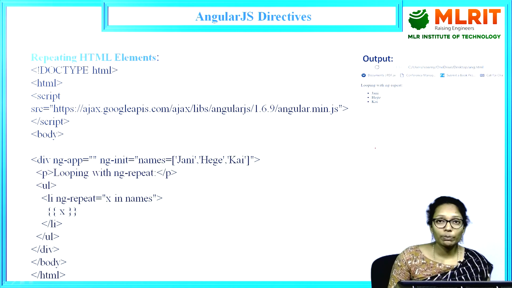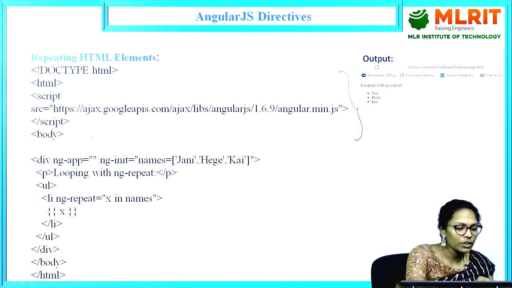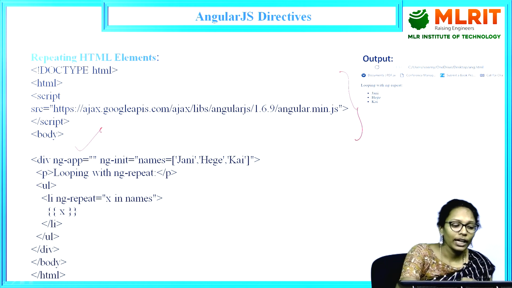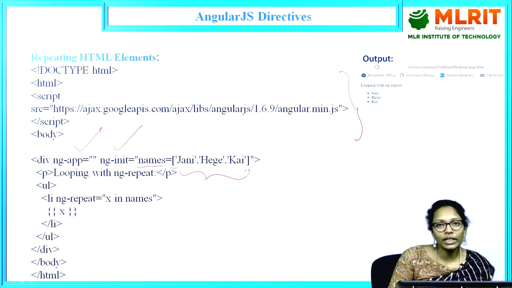So next is repeating HTML elements. For that purpose, you use a directive called ng-repeat. We used this in so many programs in the previous videos. Here ng-app is mandatory for all AngularJS applications. In the div with ng-app, I'm not giving any module name here, because I don't have any modules in this program. And coming to ng-init, I'm initializing an array. The name of the array is names. This is the array symbol. In this array, we have 3 string values: Johnny, Hedge and Kai.